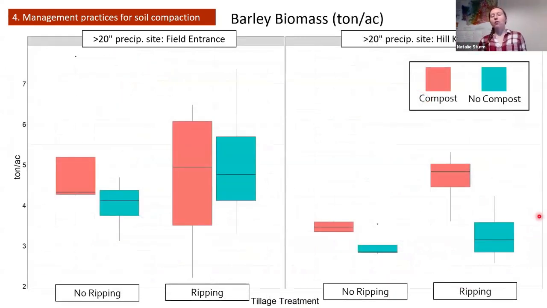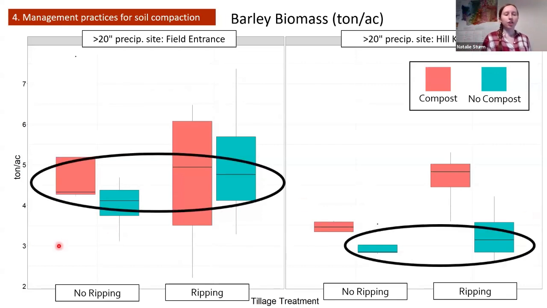Now, when we think about yield, the bottom line here, this is barley biomass. The reason that we're doing this in biomass is there was a bit of a fertilizer mishap, and so we essentially made forage barley instead of barley for grain at this site, but that's okay. We can still look at differences there.